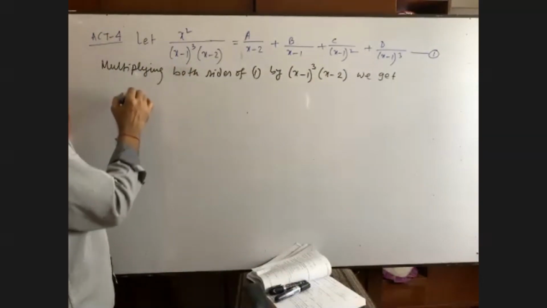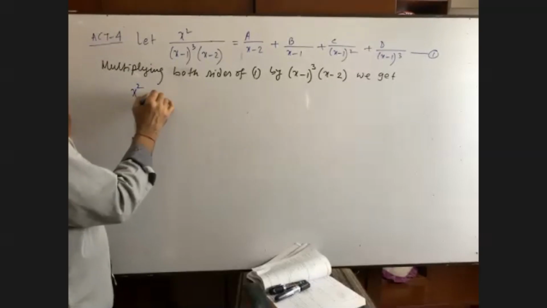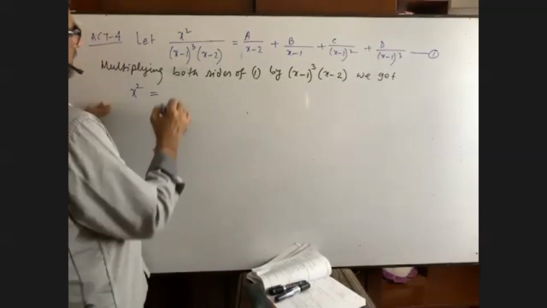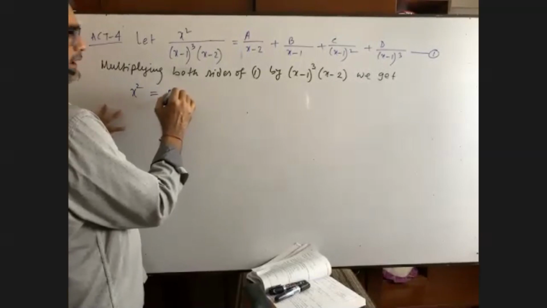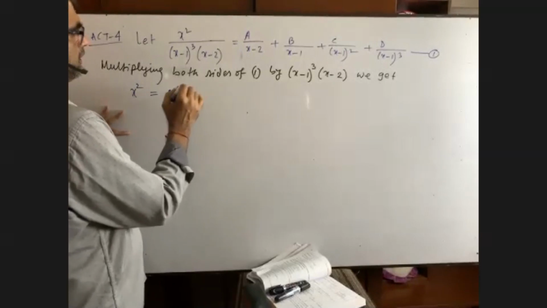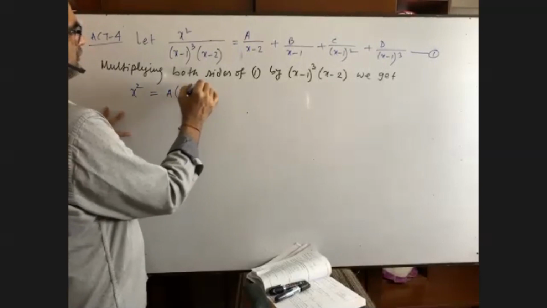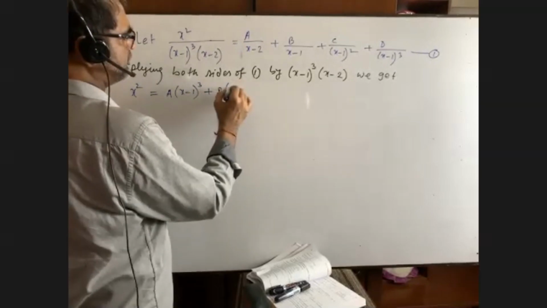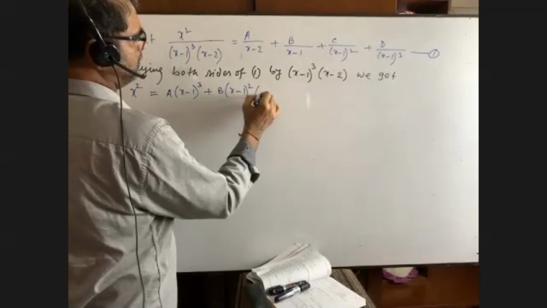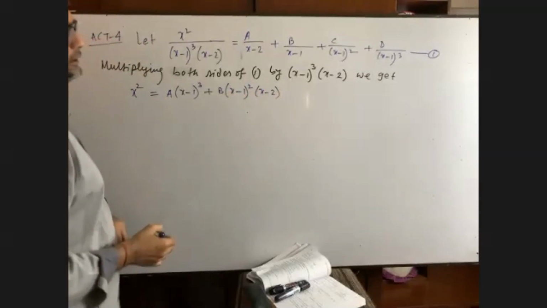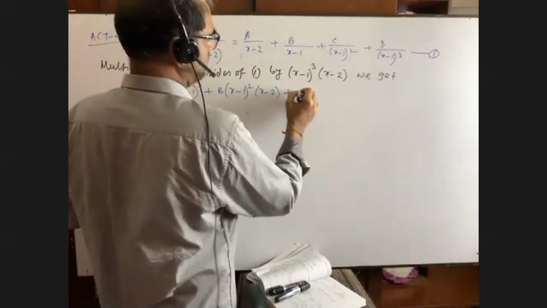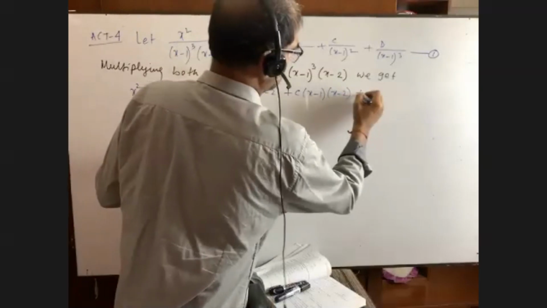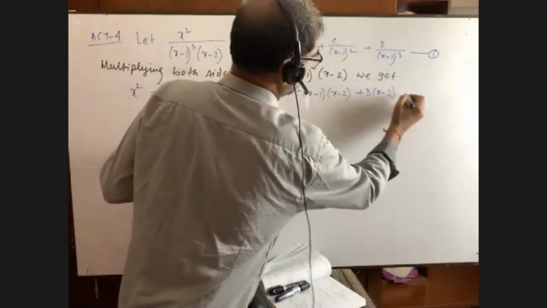It is x square, right? x square is equal to A into x minus 1 whole cube, then B into x minus 1 whole square into x minus 2, then C into x minus 1 into x minus 2, and D into only x minus 2.